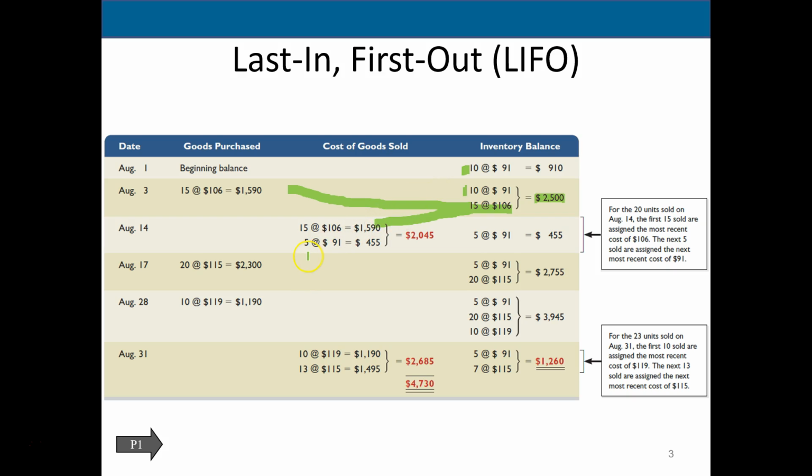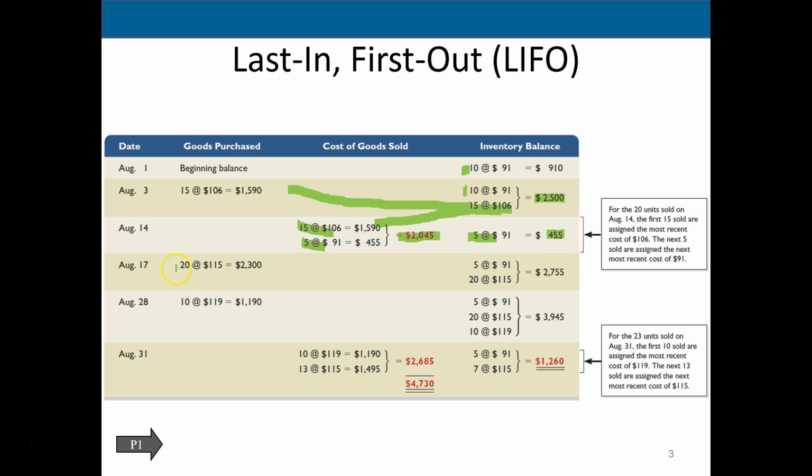Therefore, we have 5 units left of these 10 at the 91 to make the 20. This would be the cost of the units sold, not the sales price. That's the cost. The sales price less this cost would be the effect on net income. How much do we have left? Well, of these 15, we wiped those out. We wiped the bottom layer out and sold all of those at the 106. And of the 10, we only sold 5, leaving us with 5 left at 91. So we have an ending inventory of 455 in this case.